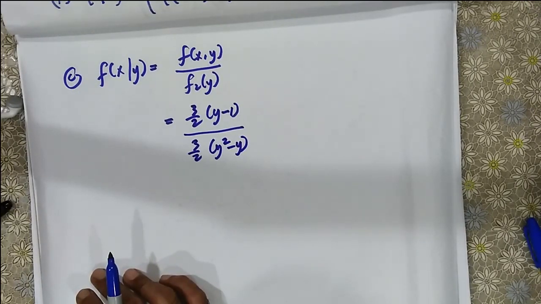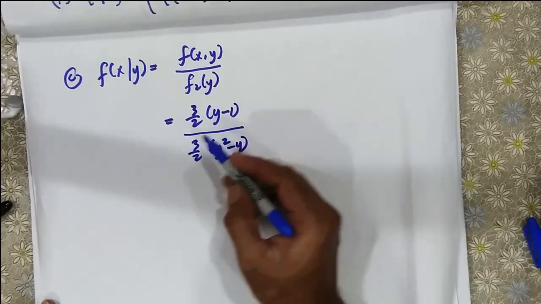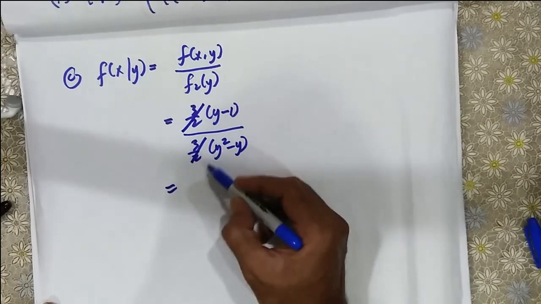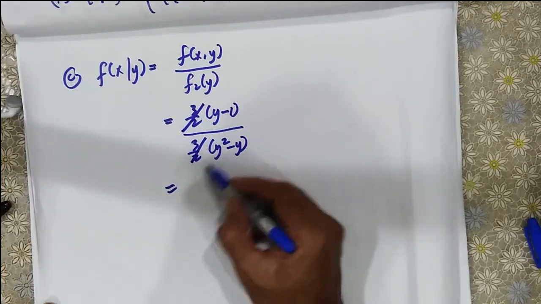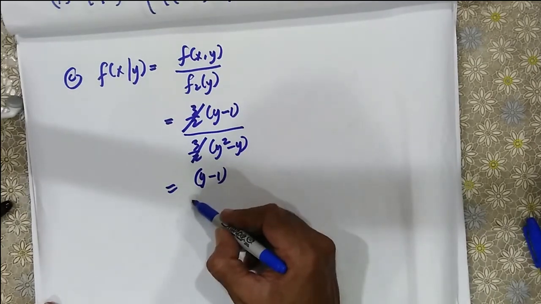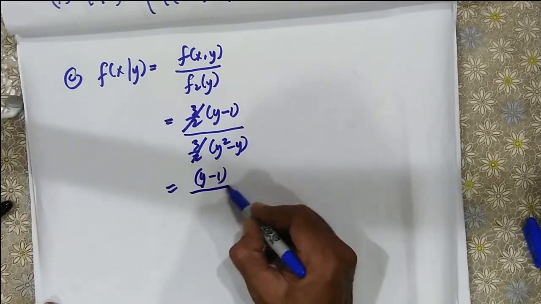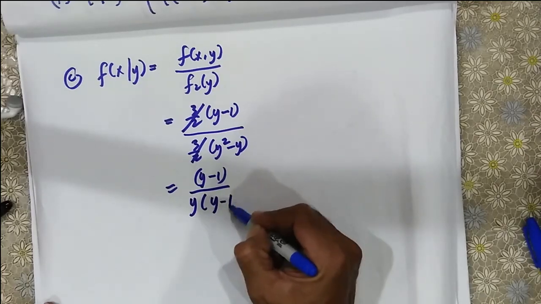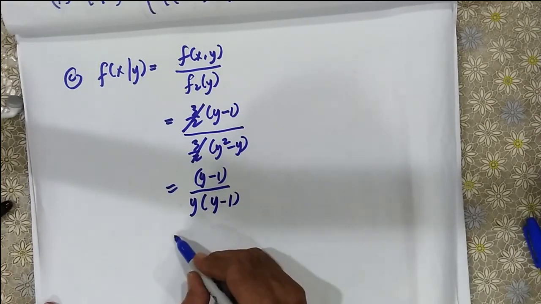So if you solve this one, this can be written as y minus 1. You can simplify this thing, y minus 1, or in other words, we will have 1 over y.